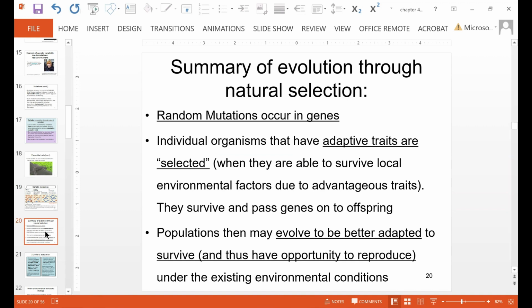So the summary of evolution through natural selection. Random mutations occur in the genes. Individual organisms with adaptive traits are selected when they are able to survive local environmental factors due to advantageous traits. And then they survive and pass on genes to their offspring. And then the populations may evolve to be better adapted to survive under the existing environmental conditions. And then they are able to keep reproducing.